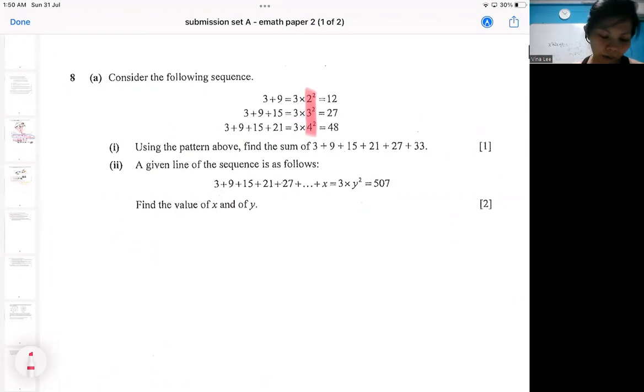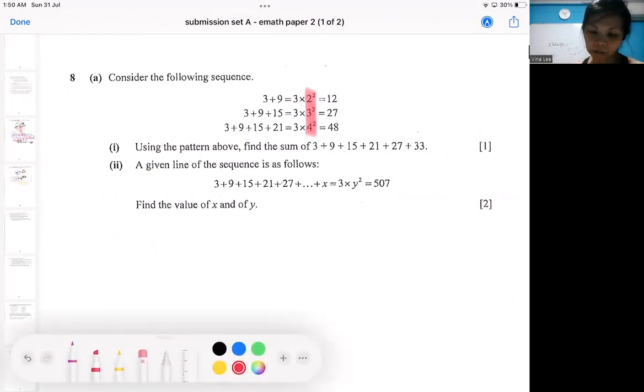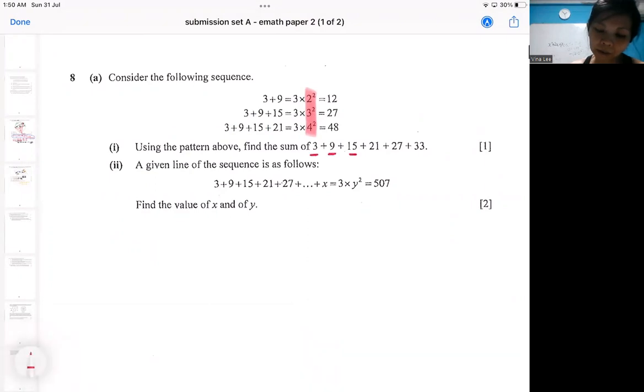So if you realize the pattern, here you're adding 6 numbers. You count 1, 2, 3, 4, 5, 6. So it should be 3 times 6 squared. Okay, so that means the pattern lies with how many numbers you're adding.